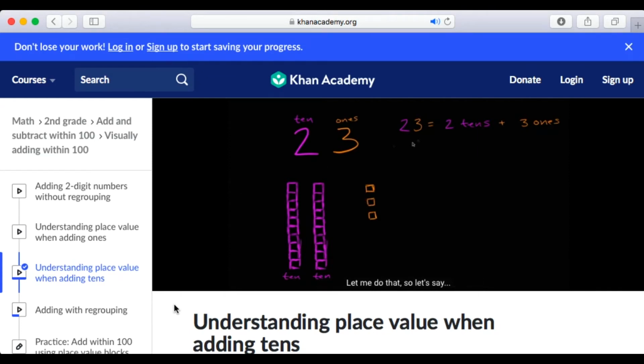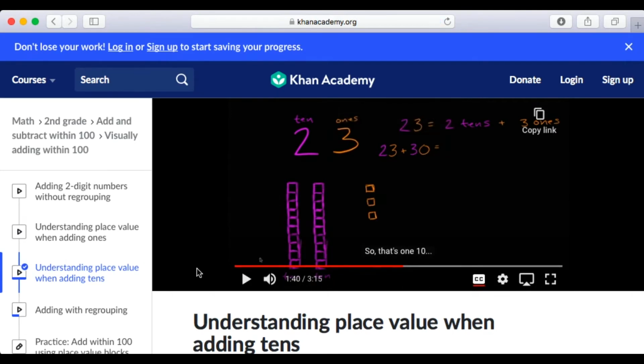Actually, let me do something more interesting. Let's say we take 23, and to that we add 30. So what is this going to be? Well, I start with 23, which I have represented here, and I'm going to add 30. 30 has 3 in the tens place, so it literally means I'm going to add 3 tens, and I'm going to add 0 ones. So let me add those 3 tens.